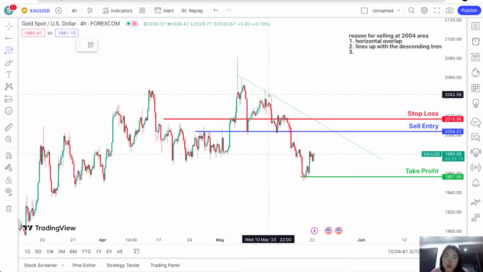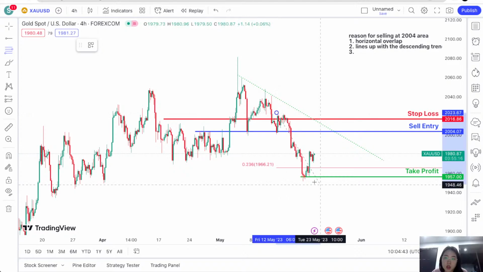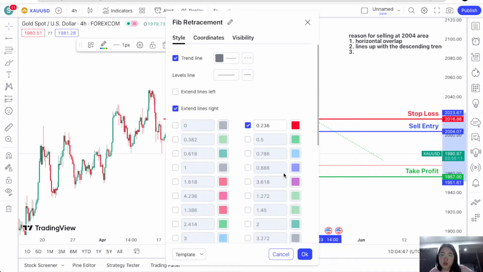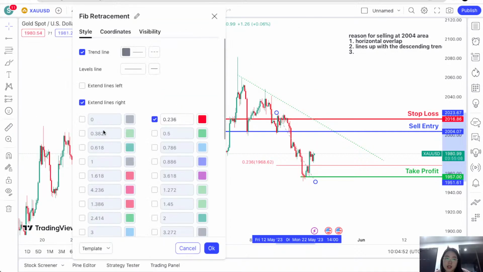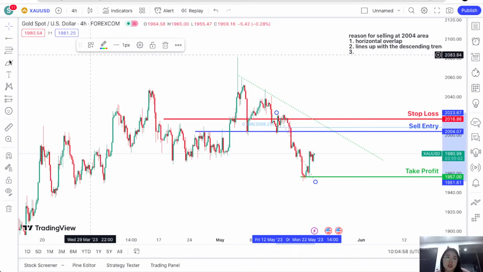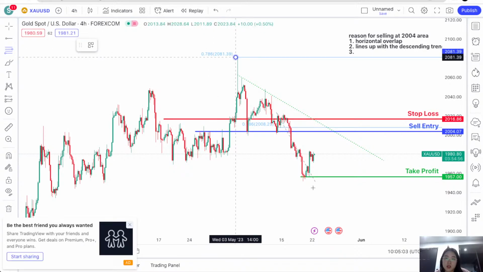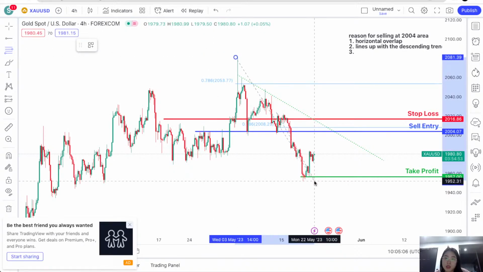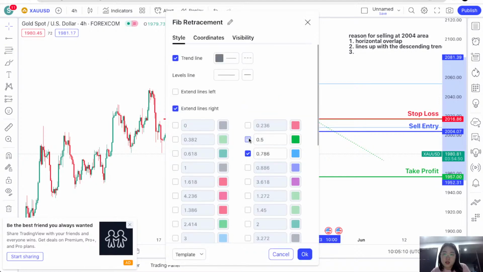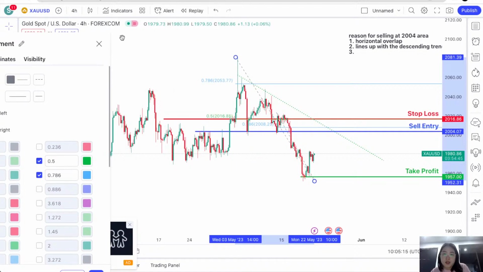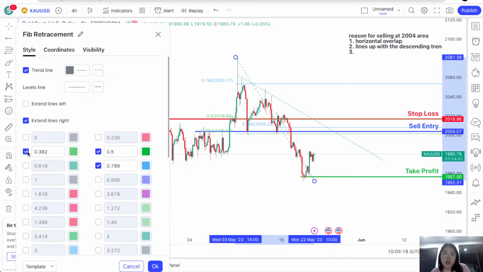I remember when I did this analysis this morning, there were a lot of Fibonacci levels. If I'm not mistaken, it should be a 78.6. Yep, I was not mistaken. This one should be a 50%. No, 50% is not correct. 38.2, yep, 38.2 is the correct one.